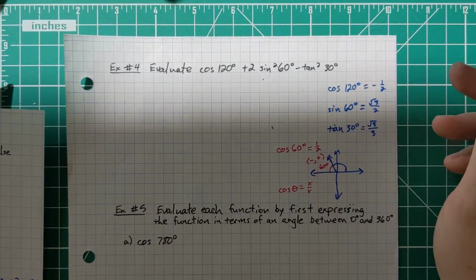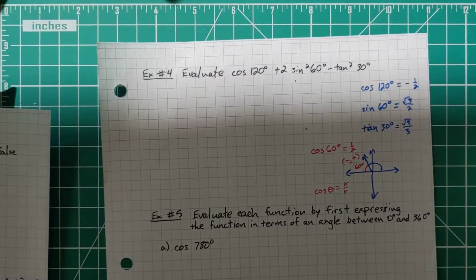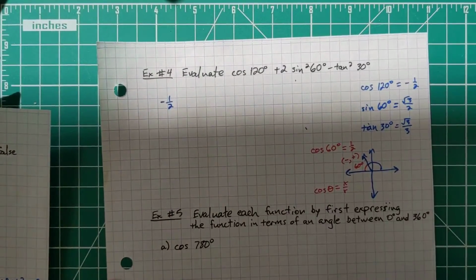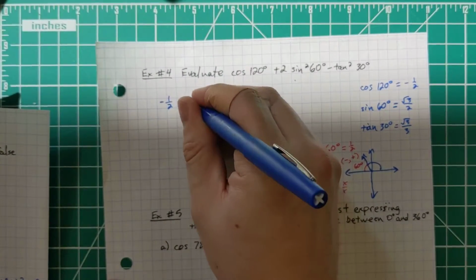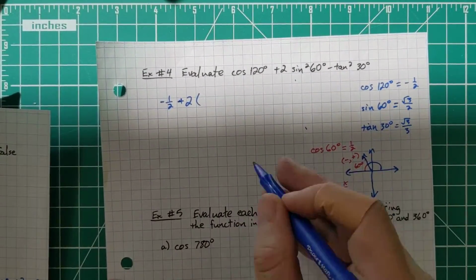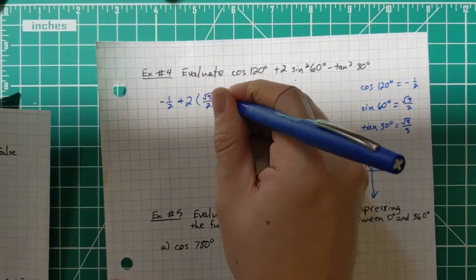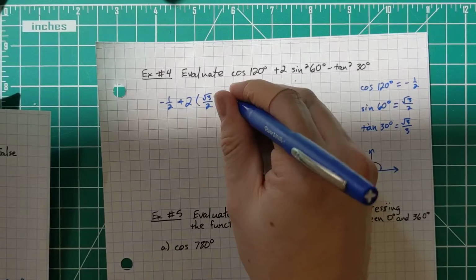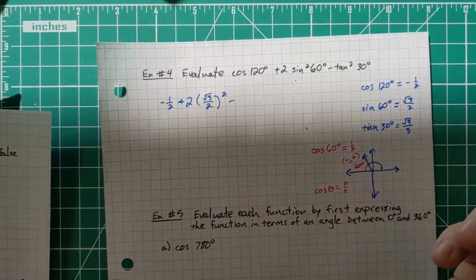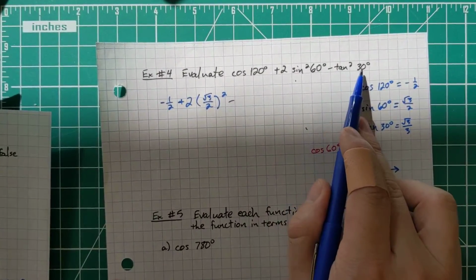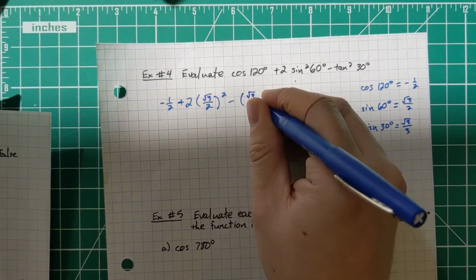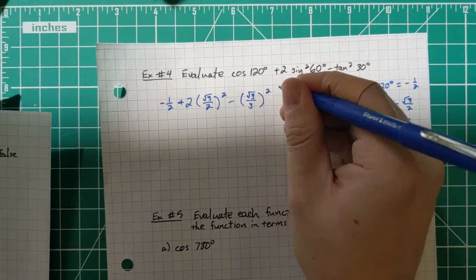All right, so then I just plug that into my expression. So here, cosine of 120 degrees is negative 1/2. Keep that 2. And sine of 60 degrees is square root of 3 over 2. But note there's that squared there, meaning I find the sine of 60 degrees and then I square it. And then once again, I find the tangent of 30 degrees and then I square it. Tangent of 30 degrees is square root of 3 over 3. And then I square it.